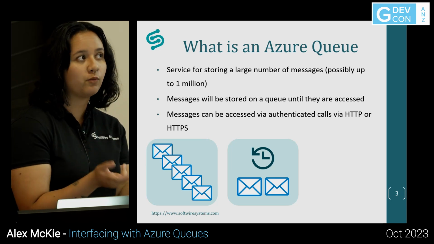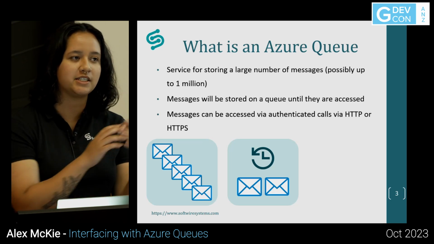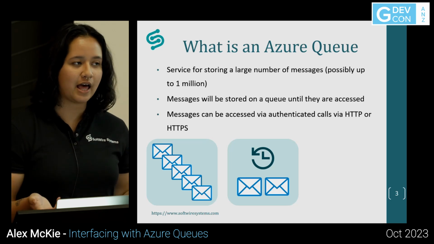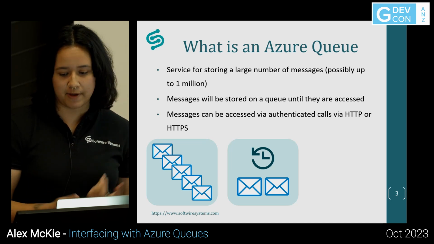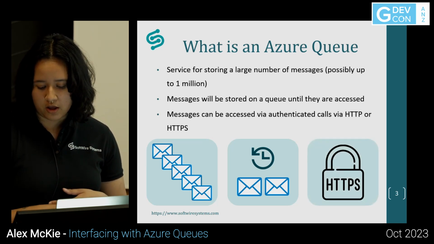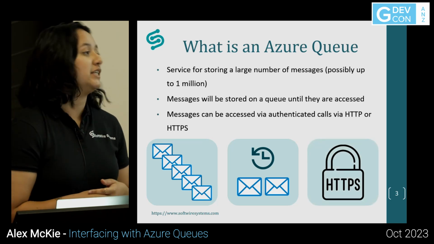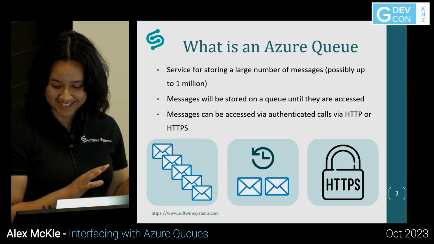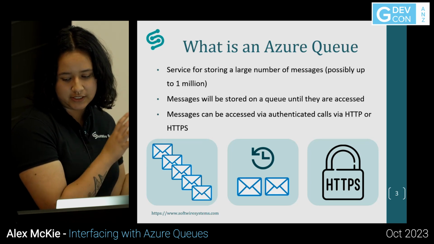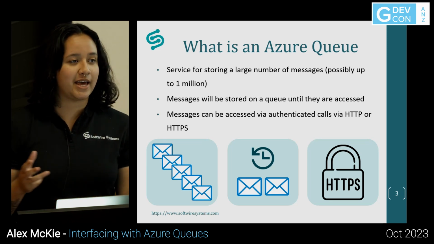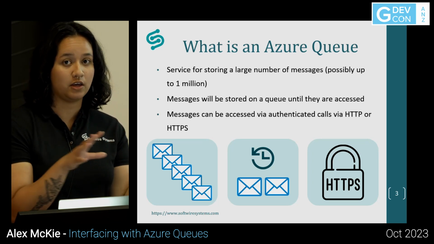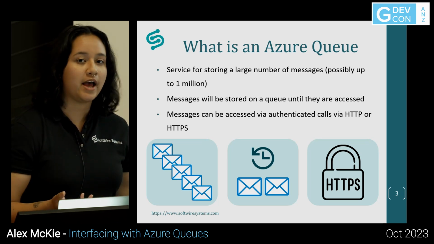That means even while the recipient is offline, the messages will still exist, and they will be there when the recipient is online and ready to start using the messages. The preferred protocol for interacting with Azure queues is HTTPS, and all access to the endpoint is secured by default with Microsoft managed keys. So Microsoft is taking care of the authentication that you might require.